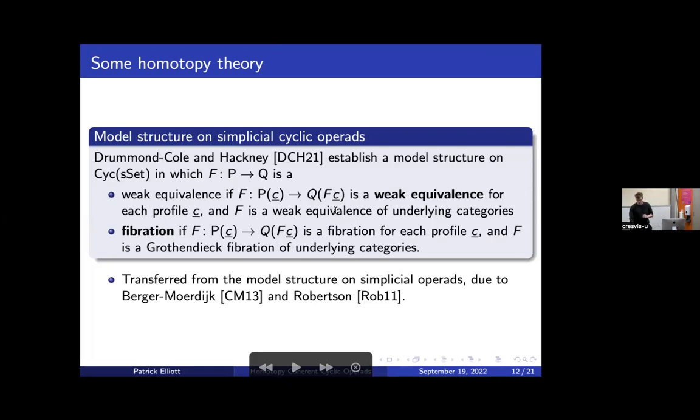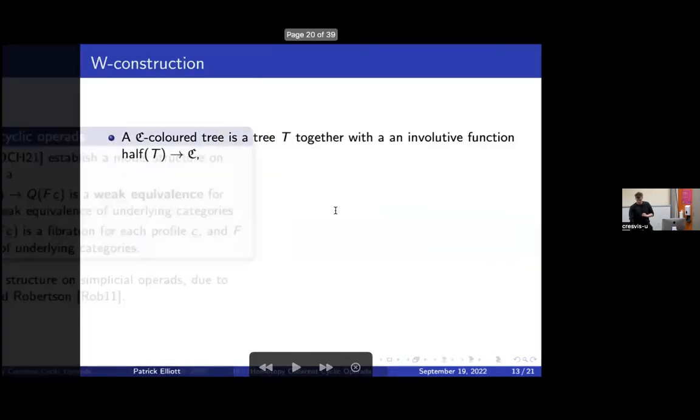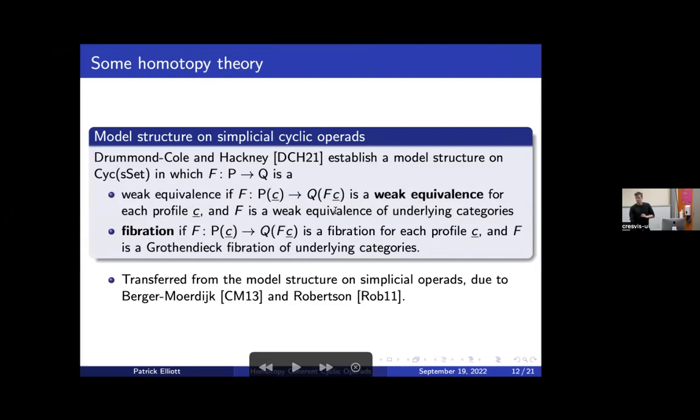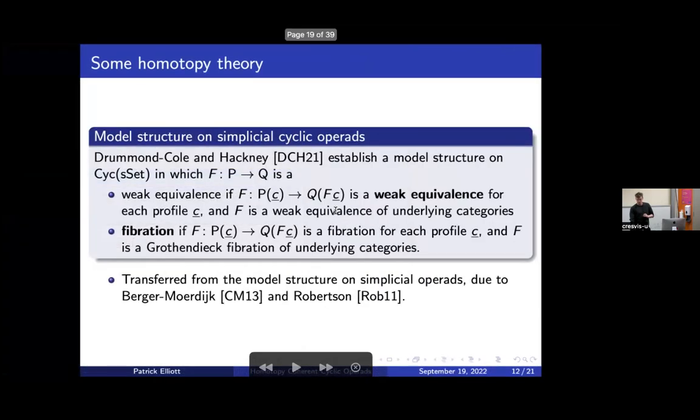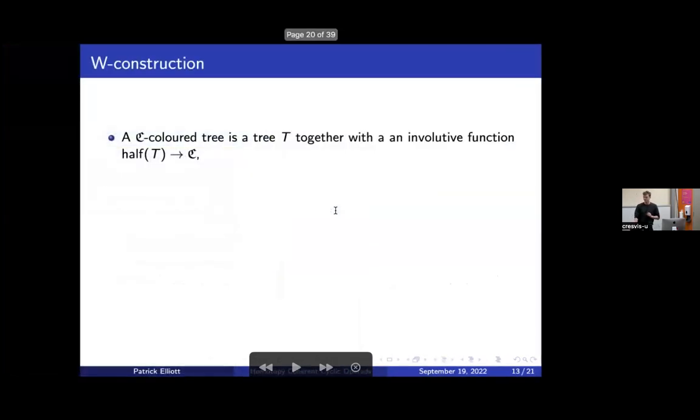All right, so we have this model structure on simplicial cyclic operads. Very good. And we want to compare this a bit to our cyclic dendroidal sets. So whereas before we had this nerve going from operads to cyclic dendroidal sets, we want something that's a bit more homotopy-ish, a bit thicker, going from simplicial cyclic operads. To do that, we have to introduce the cyclic W construction. What I'm going to show you here is a kind of low-tech version. If you're interested, you can speak to me.